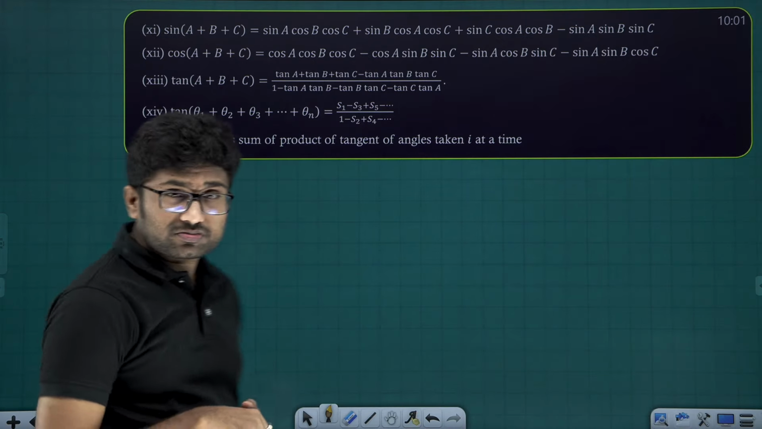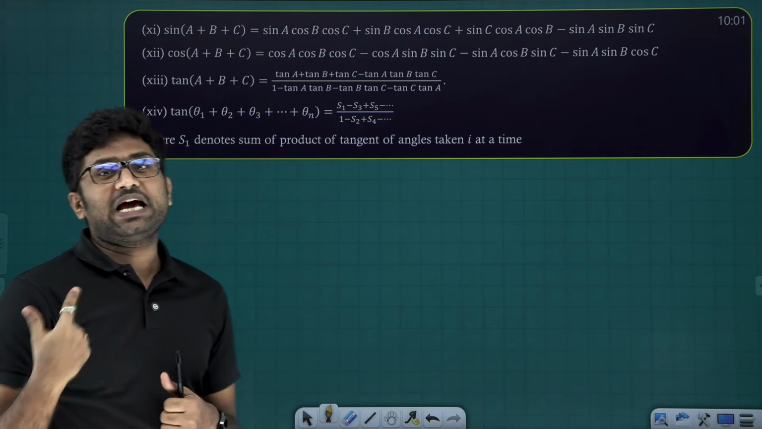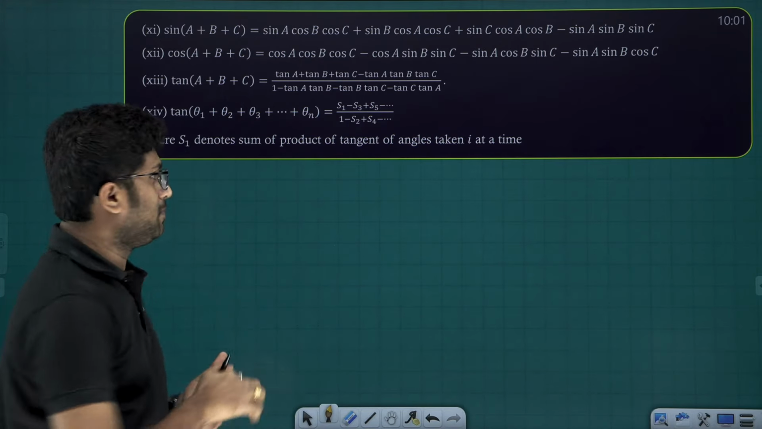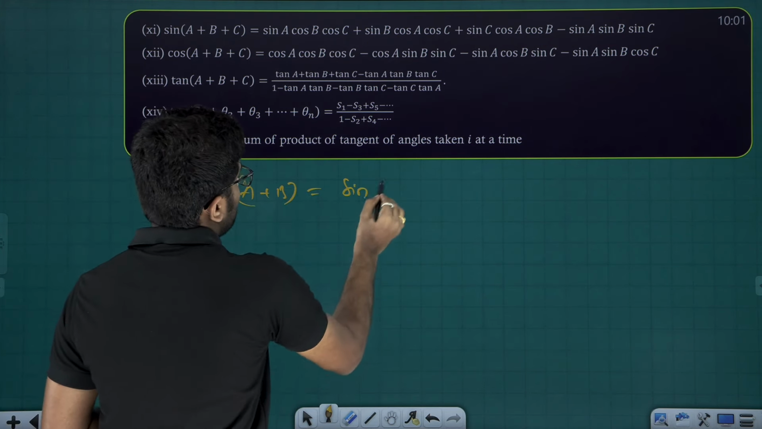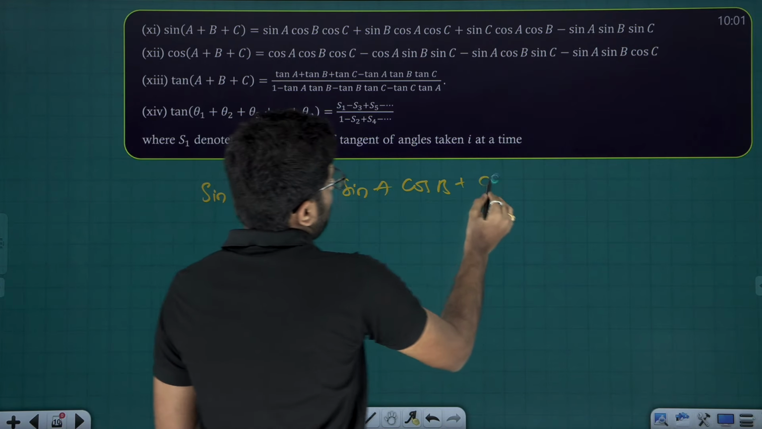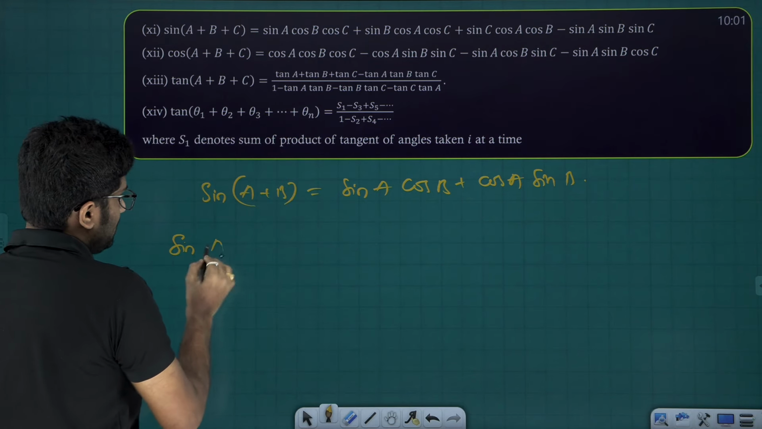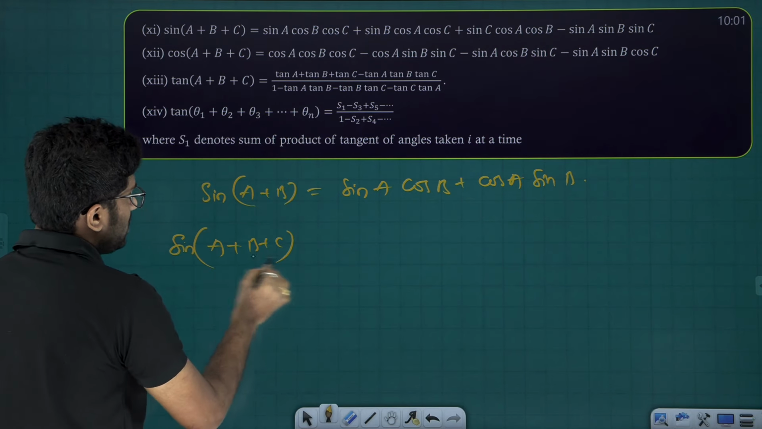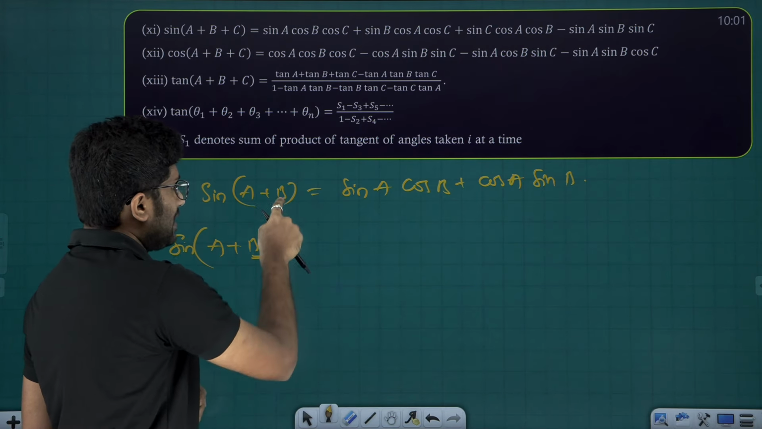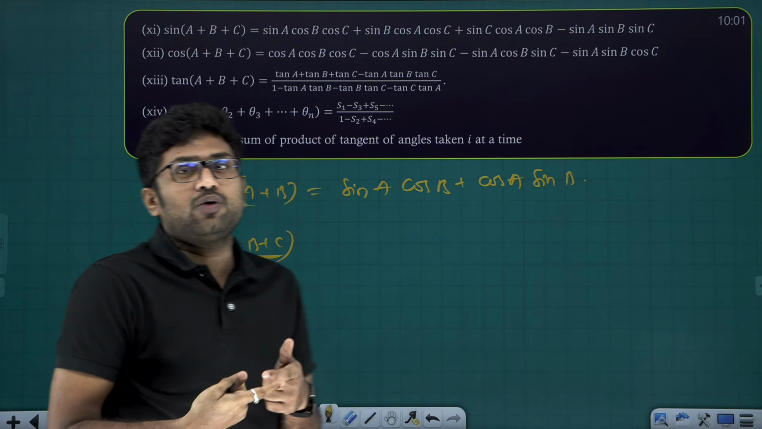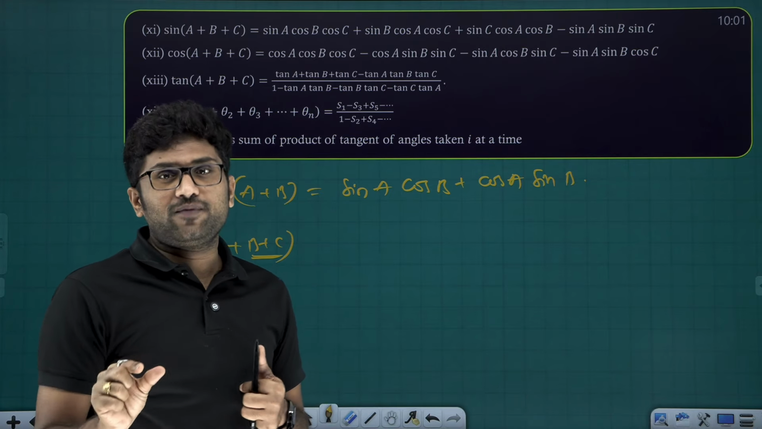Next, compound angles for three angles: sin(A+B+C), cos(A+B+C), tan(A+B+C). Proving them is simple, because anyhow we know sin(A+B) is sin A cos B plus cos A sin B. In getting sin(A+B+C), we just take B+C as one particular angle and use sin(A+B). Sin A into cos, in place of B we write B+C, and again we know how to expand cos(B+C). So if we expand it, we get it. Proof is not important. Remember the formula, friends.